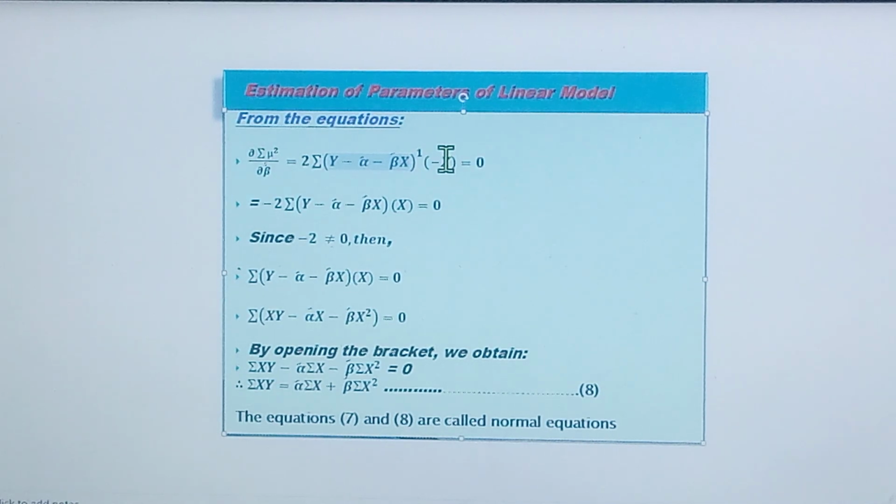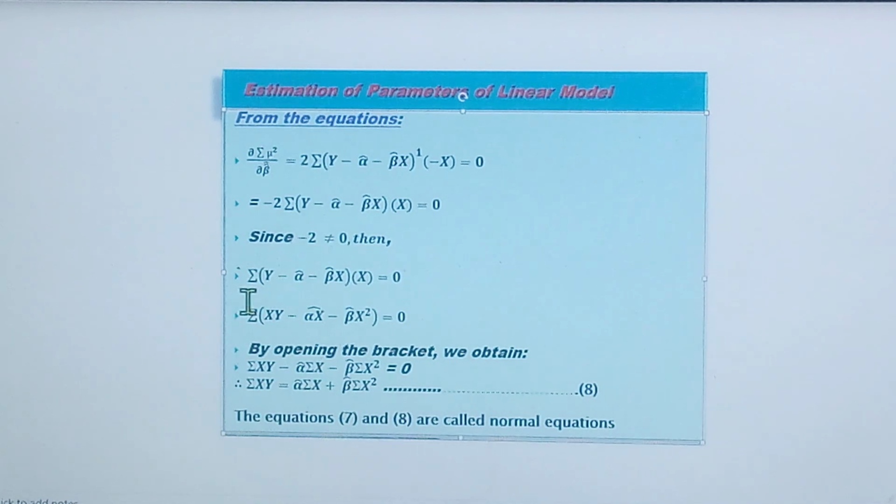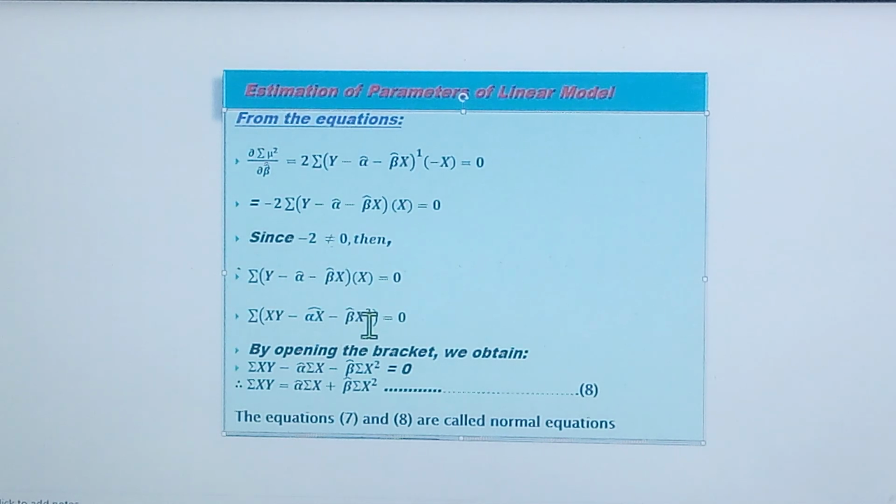So if we multiply 2 by this minus, we're going to have minus 2 times everything. Because of the minus attached to x here, we multiply it by 2 to have minus 2, so that we have only x here and everything equals 0. So the same principle, since minus 2 is not equal to 0, then the quantity summation y minus alpha cap minus beta cap x, times x, must be equal to 0. So if we open this bracket, we're going to have x times y, we're going to have xy, x times alpha cap, we're going to have alpha cap x, x multiplied by beta cap x, we're going to have beta cap x square.